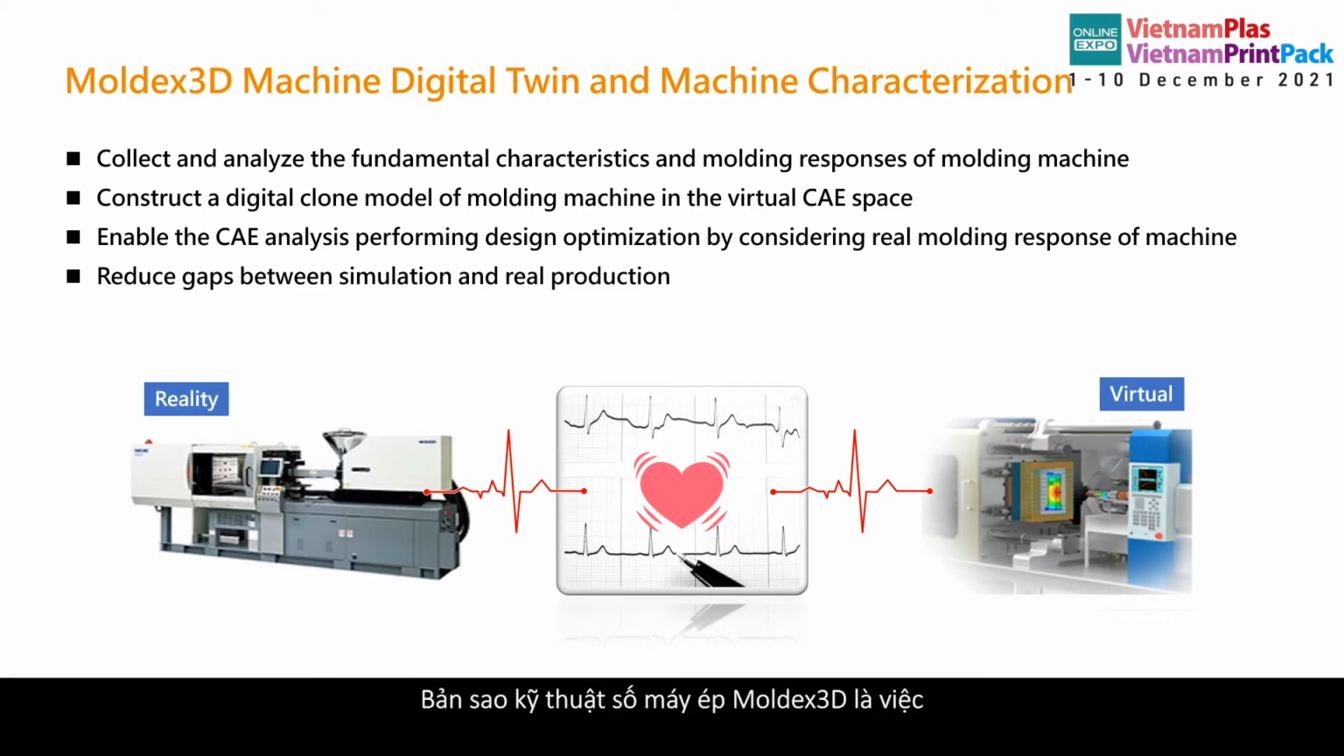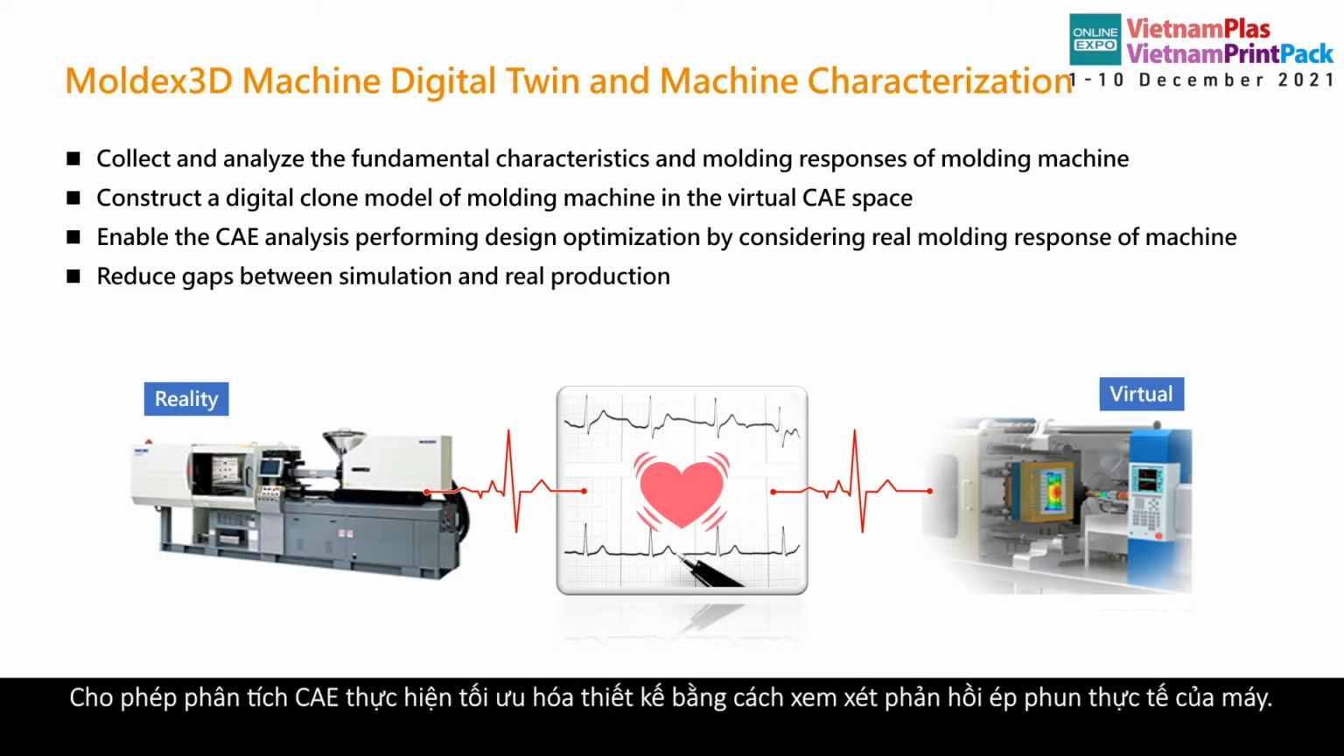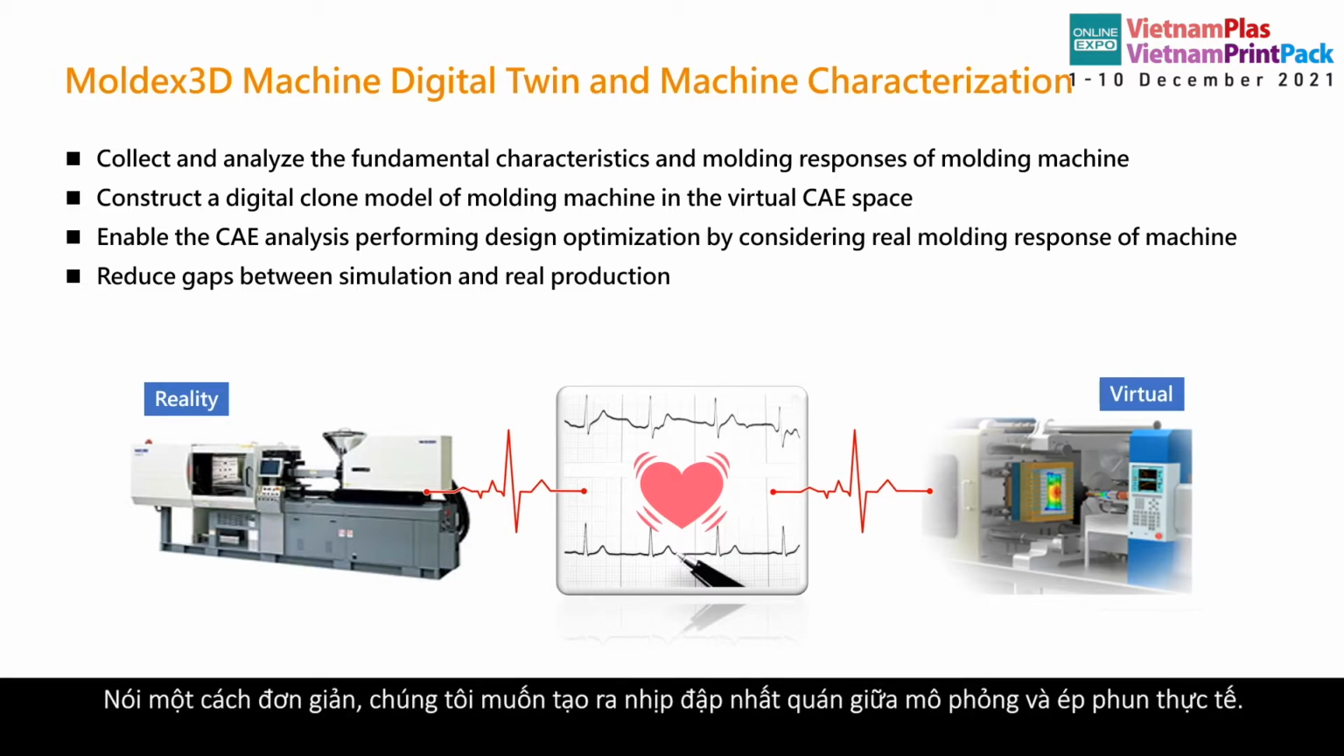Model 3D machine digital twin is to collect and analyze the fundamental characteristics and molding responses of the machine, and then construct a digital clone model of the molding machine in virtual CAE space, enabling the CAE analysis to perform design optimization by considering the real molding response of the machine. Simply speaking, we would like to make a consistent heartbeat between simulation and real shot.